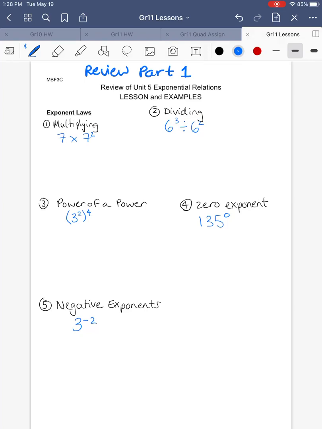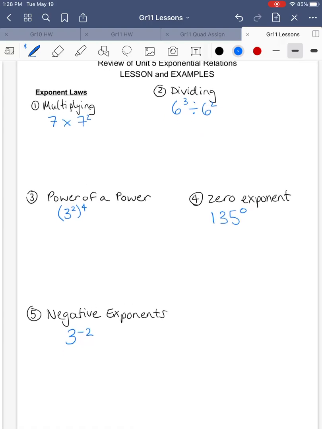Today we're going to start off by looking at exponent laws. First I'm going to ask that before you view the videos, you've gone and looked at the notes that I've provided in the Google Classroom for the exponential relations unit, where I go over the actual laws in detail, and here we're just doing some more examples.